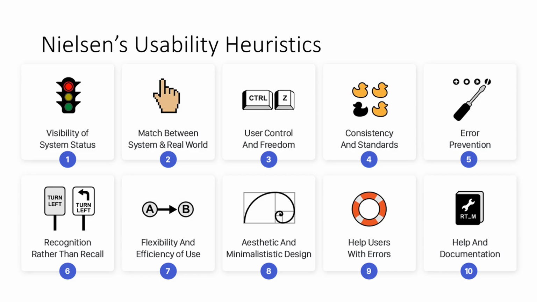Aesthetic and minimalistic design. Our visual system processes aesthetically designed things easier. There's a reason that we tend to like things that look nice. It's because our brain processes it to be clean and easy to understand. There should be help for users with errors. This is about error messages, right? When we give you an error message, it shouldn't just be a string of numbers and characters. It should be a descriptive explanation of what happened. And then finally, help and documentation should always be present so that if the user has questions, they can go and seek the answer out.